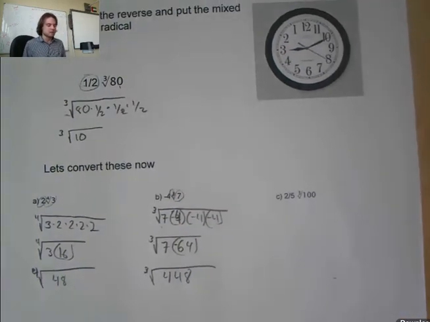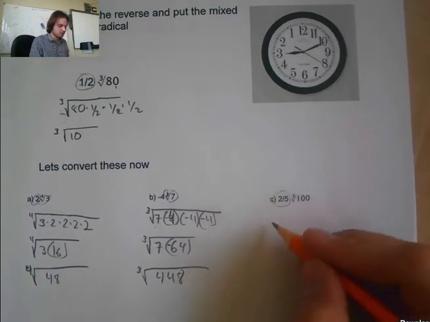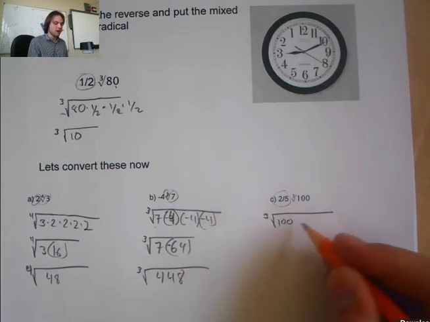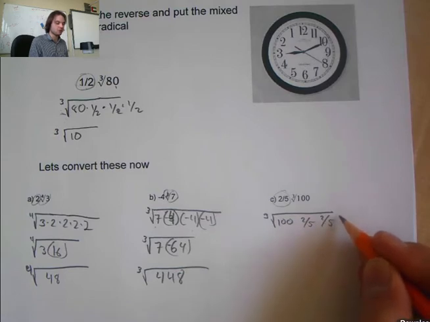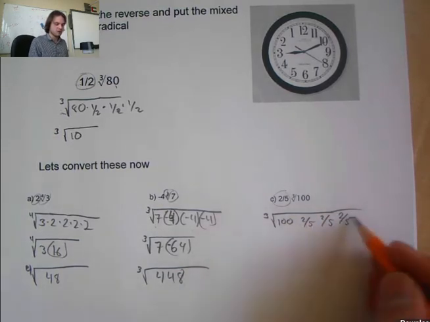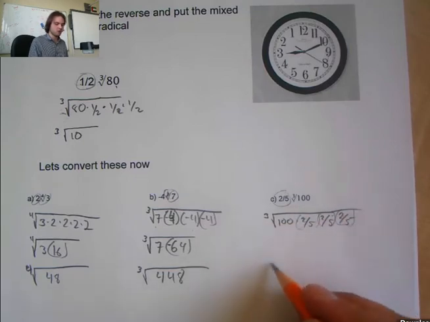Okay? Let's take a look at my next one. We want 2/5 multiplied in 3 times. Same idea. We multiply in that 2/5 3 times. So we have 100, and I'm going to multiply by 2 over 5, multiply by 2 over 5, and multiply by 2 over 5, 3 times. So that's going to give me, multiply all of these together, 8 over 125.